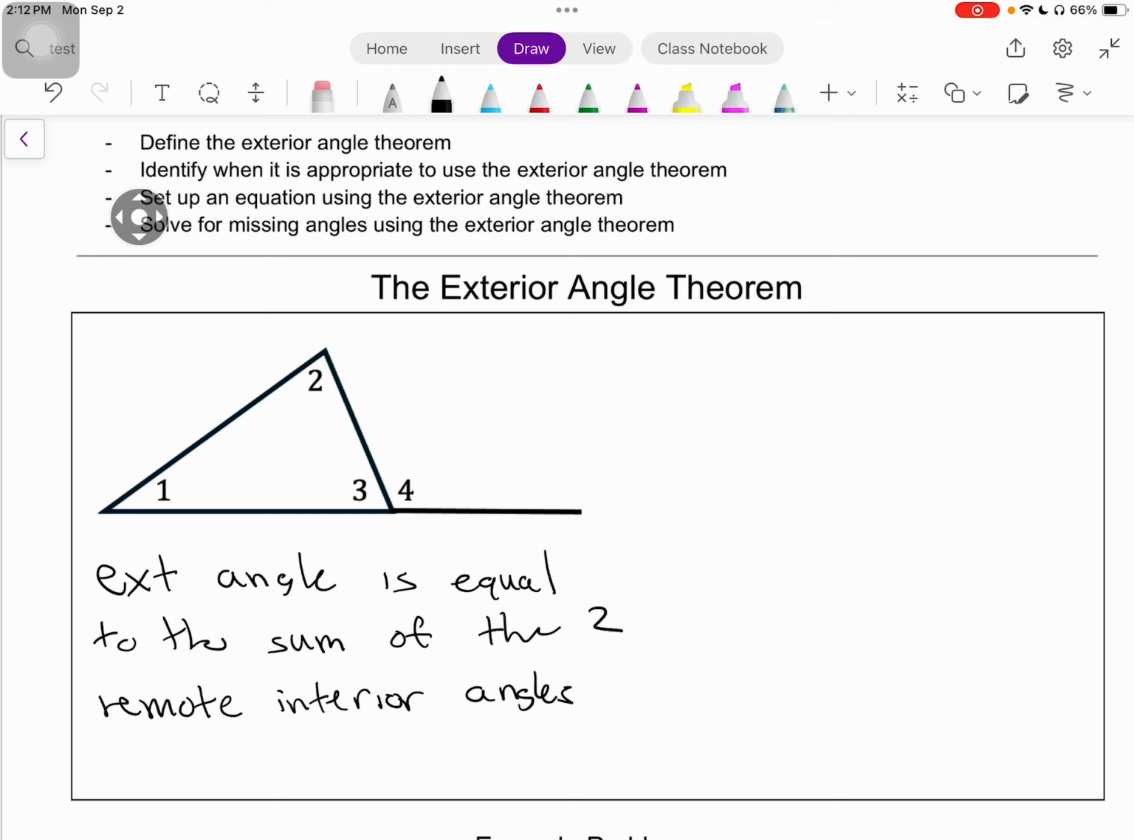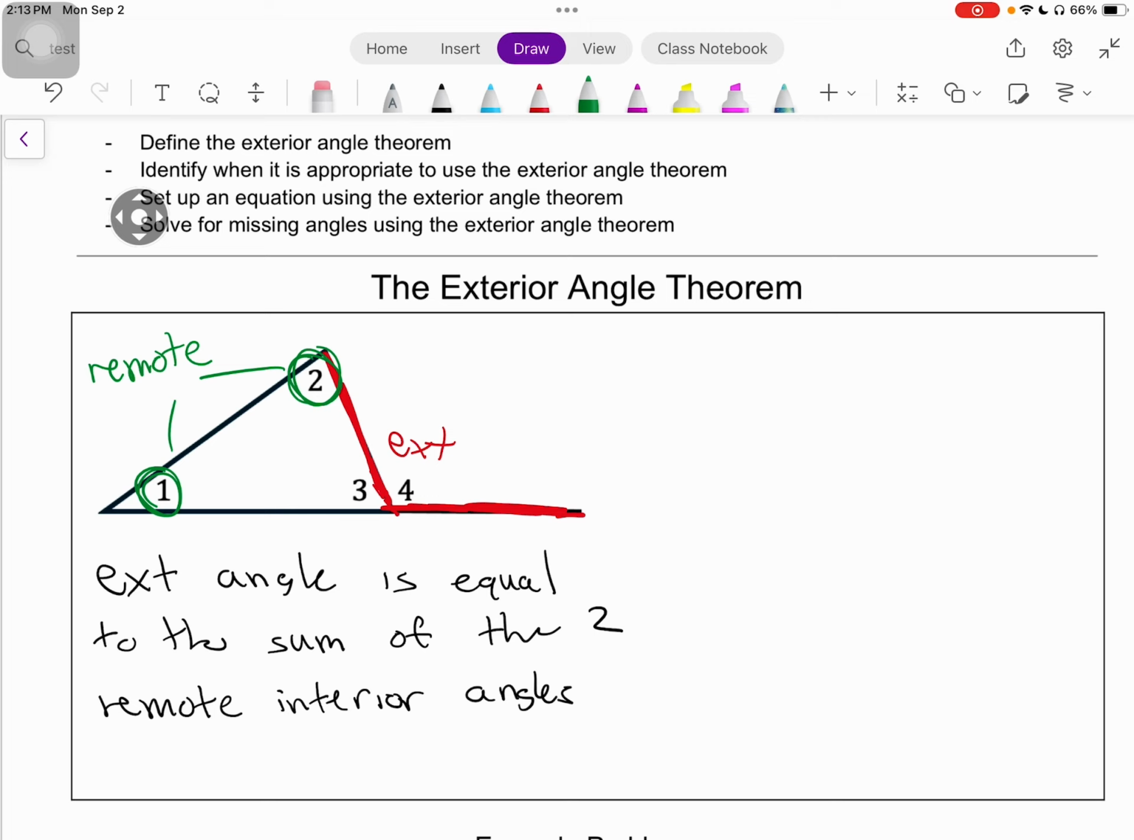So first, let's talk about what an exterior angle is. Angle 4 here in this case is our exterior angle, because the angle is outside of the triangle. This is our exterior angle. Now, you can kind of get this definition, I want to say intuitively, by what the word remote means. Remote means separate, distant, away from. So 1 and 2, these are going to be considered our remote angles.